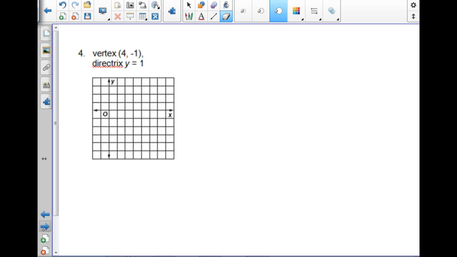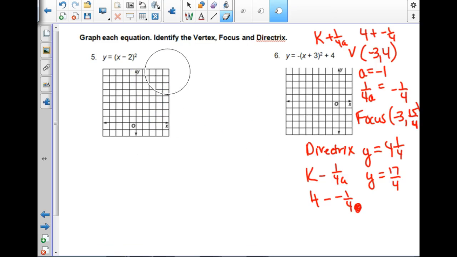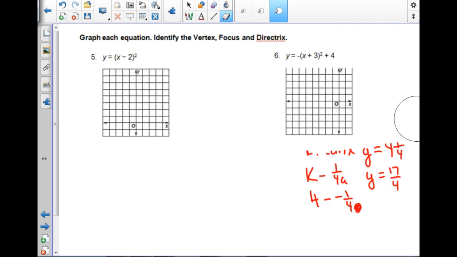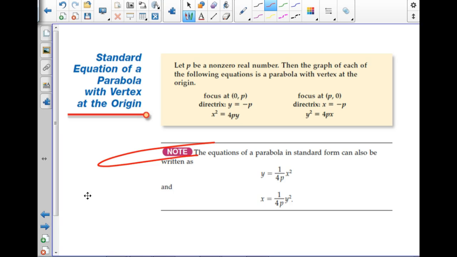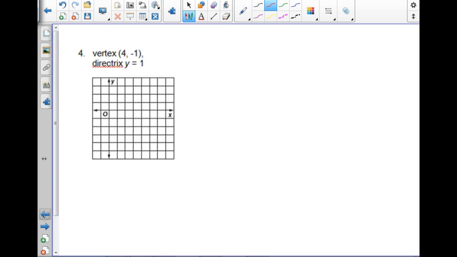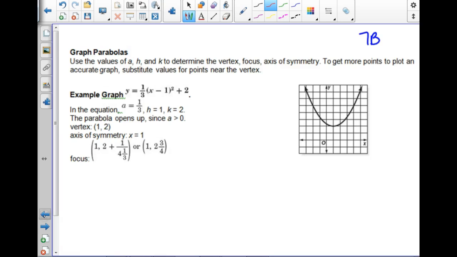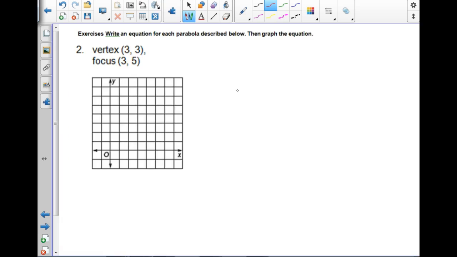Okay, so I'm going to reteach graphing now. And then I'll see if you guys want to help me out with some of these problems after I do a couple more. All right, 7b.